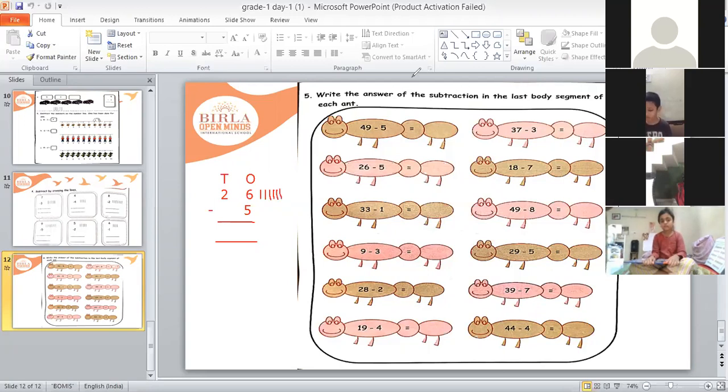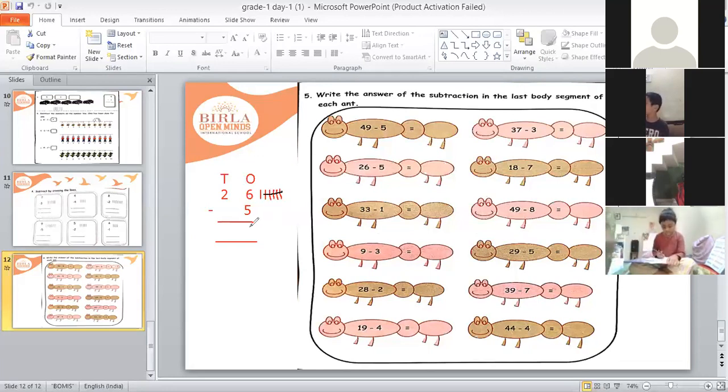Okay. Now see here. In front of minus sign number is 5. So what we'll do? We will cut how many lines? We will cut here 5 lines. So we will count here 5 lines. 1, 2, 3, 4 and 5. So we'll cut here 5 lines, right?